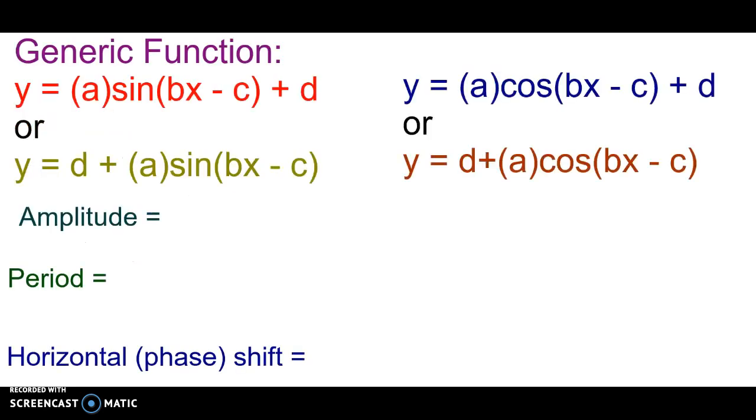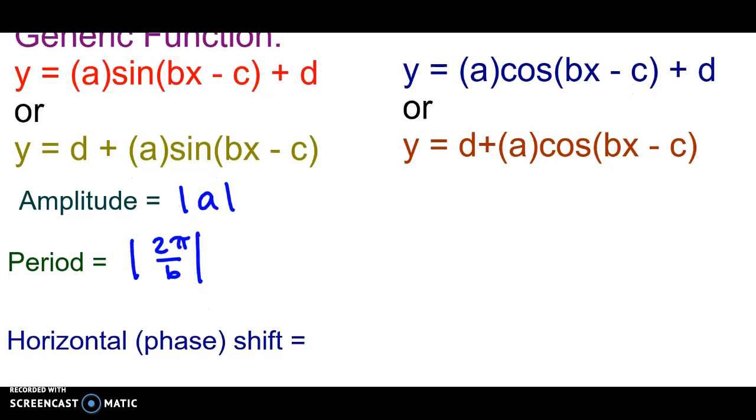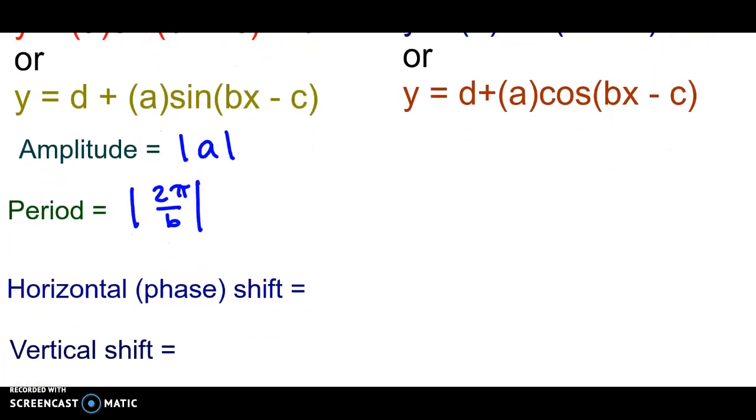All right, so again, here's our generic function, a times the sine of bx minus c. Now, we should be familiar with what this minus c does to it. It'll have some kind of horizontal shift. So for our amplitude, we already answered. Amplitude is the absolute value of a. Our period is going to be the absolute value of 2 pi over b. Absolute value, because both of these distances need to be positive.